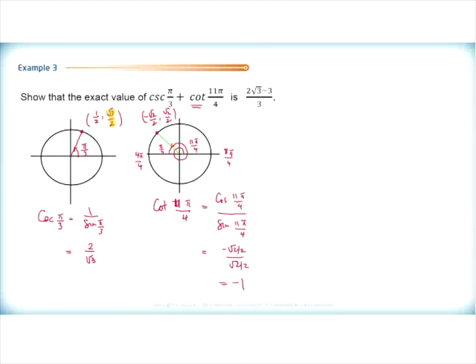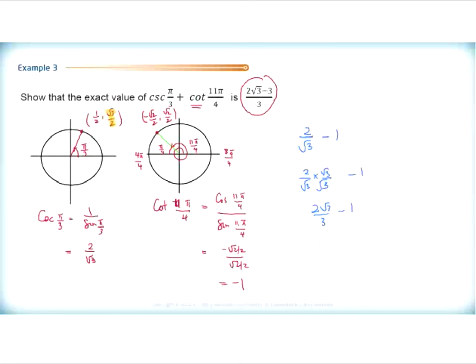Okay, I've now found the cosecant of pi over 3, and I found the cotangent of 11 pi over 4. I need to add the two together, and I should get this answer when I add them together. Let's proceed to do it. I got 2 over root 3 plus a negative 1, or subtract 1. Let's get rid of our radical this time. 2 over root 3, I'm going to multiply by root 3 over root 3 to give me 2 root 3 over 3, subtract 1.